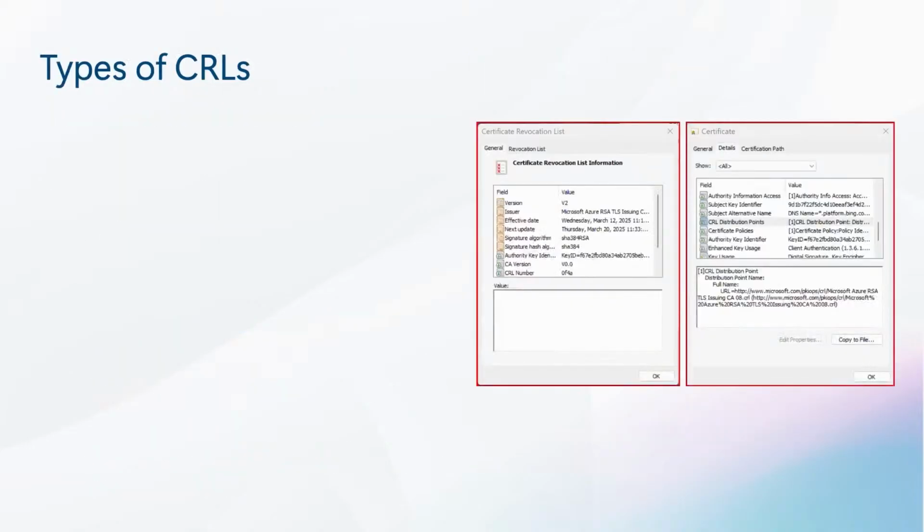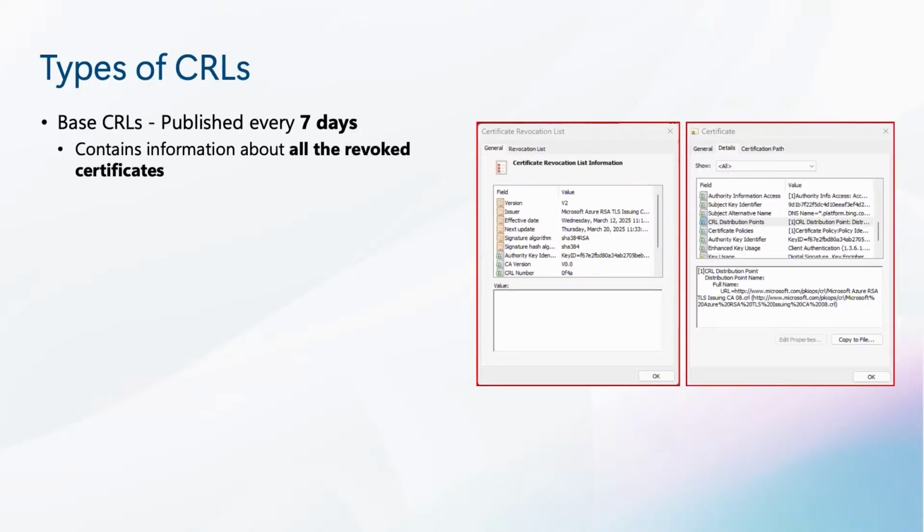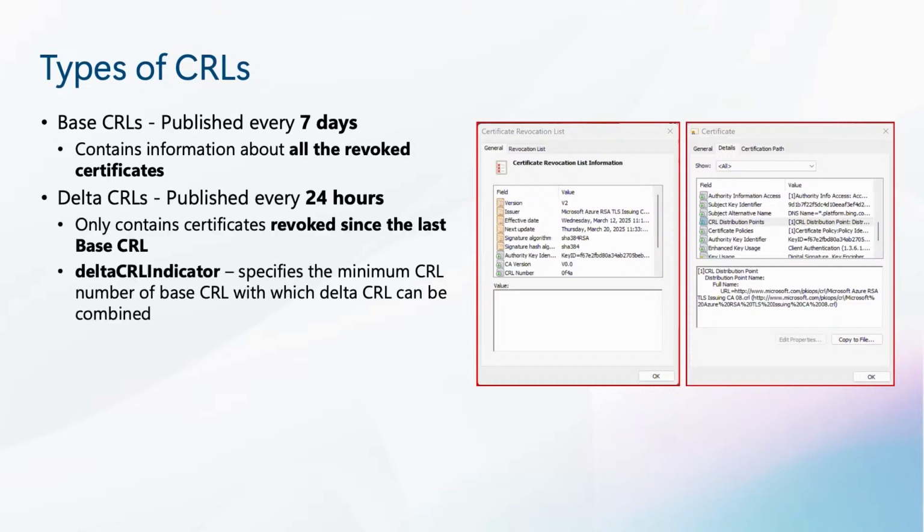Now, we primarily have 2 different types of certificate revocation lists. We call them base CRLs that are published every 7 days and delta CRLs that are published every 24 hours and only contain certificates revoked since the last base CRL publishing. So your base CRLs are going to have information about all the revoked certificates, whereas your delta CRLs will have the information of all the certificates that have been revoked ever since.